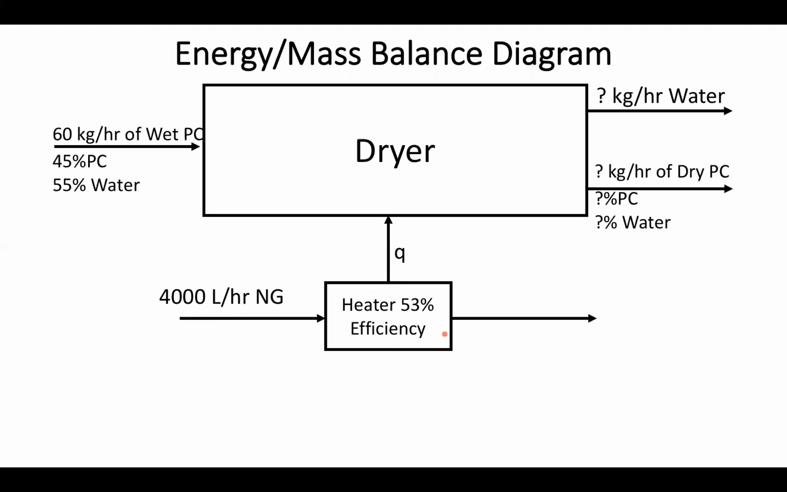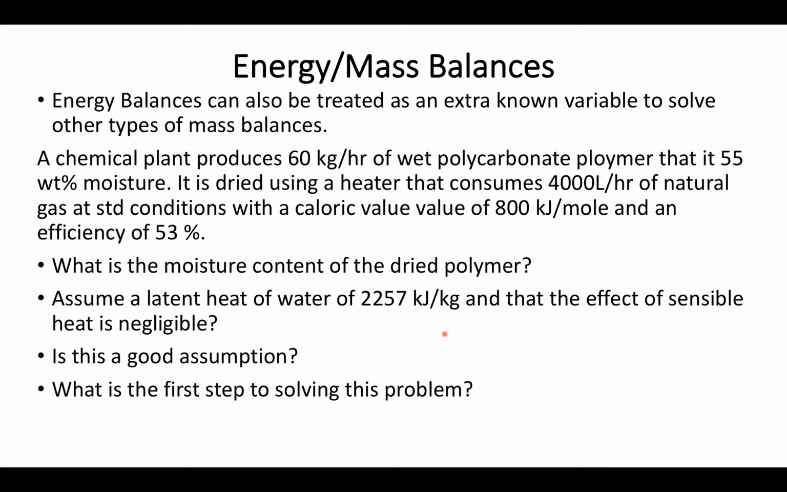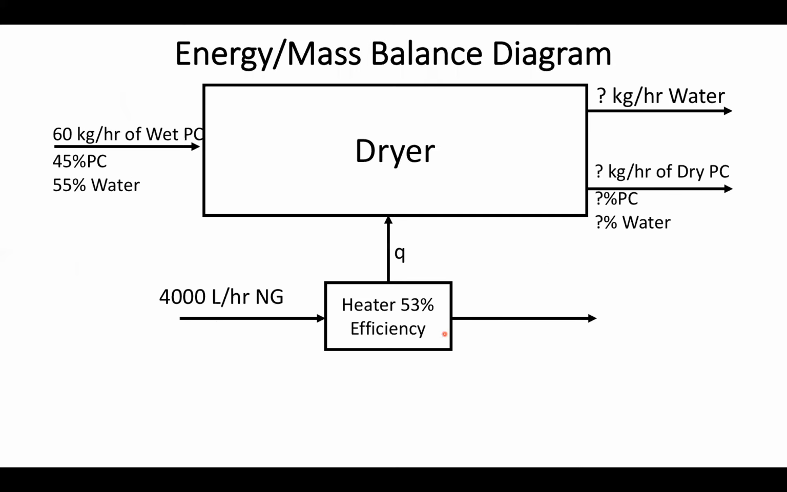So I've got a mass balance. What's my first step to solving the problem? We diagram it out. And this will really help kind of sell what's happening. So I've got a wet polymer that comes in that's a little bit more water than it is polymer. It goes into the dryer. I end up getting a pure water stream and a stream that's much richer in my polycarbonate. So in order to do this, I'm running a heater at 53% efficiency and passing some of that heat onto the dryer.